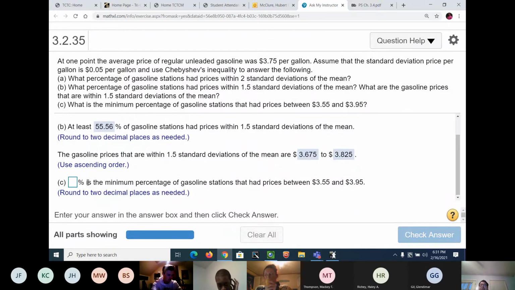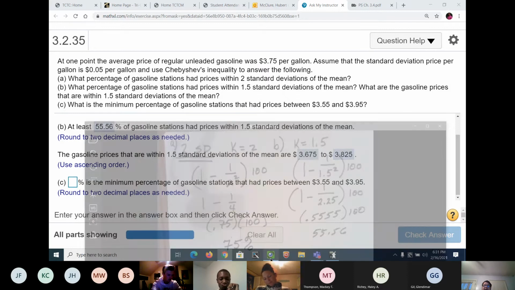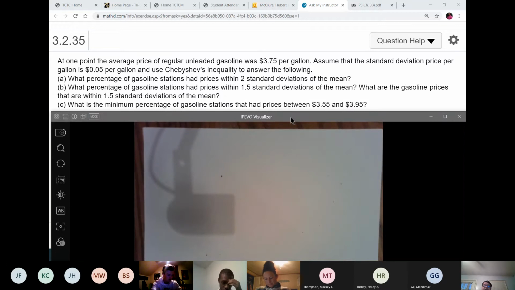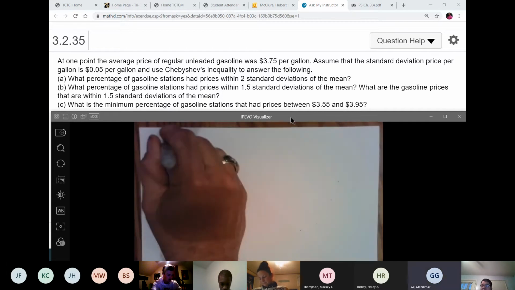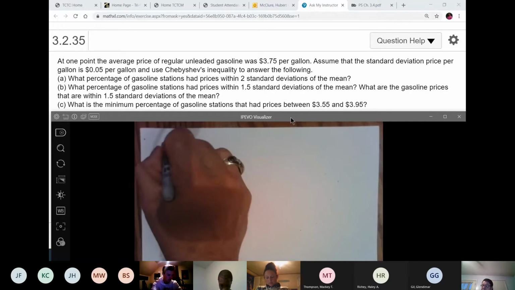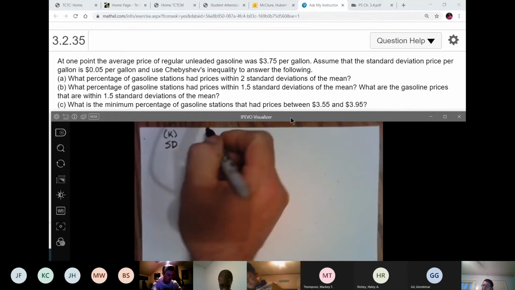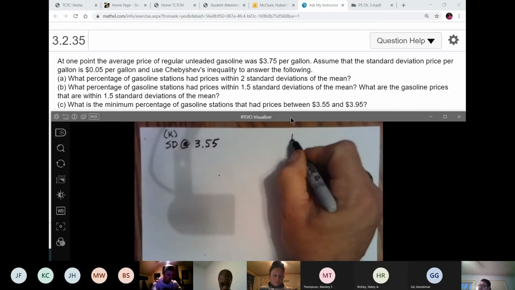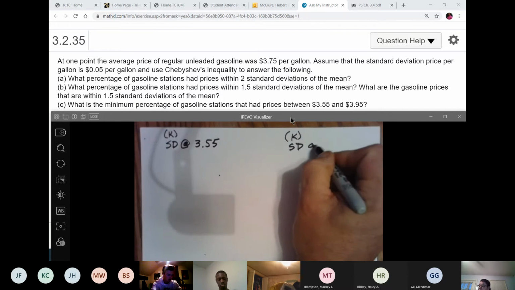Well, I'm going to show you how to find that standard deviation. Watch this. Now everybody look at that question, look at C. It doesn't tell you the standard deviation. So that means you just skip it and go to the next problem, right? No. I want to find my standard deviation. I want to find K, which is the standard deviation, at 3.55 and find K, standard deviation, at 3.95.